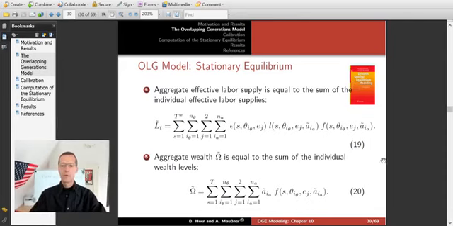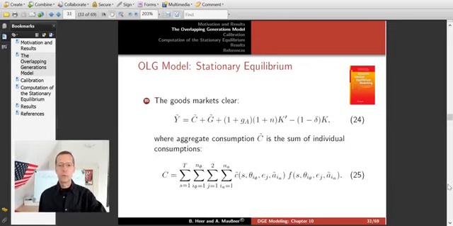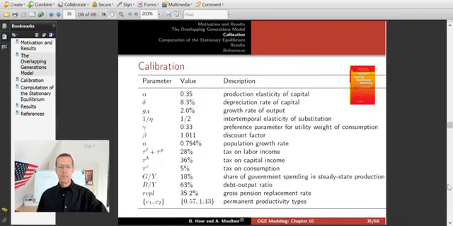Now, the tricky part, of course, will be to derive this policy function here, for example, for labor, and the distribution F. Before I describe it in the next step, let me just tell you how I calibrated the model. I used fairly standard calibration values, mostly taken from Trabant and Ulich. So the production elasticity of capital is 35%, depreciation rate in the United States 8.3%, growth of output 2%, and intertemporal elasticity of substitution 1/2.